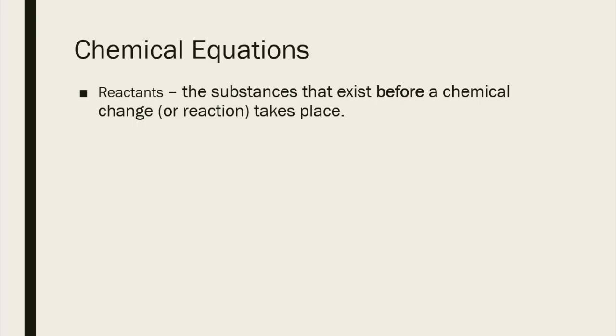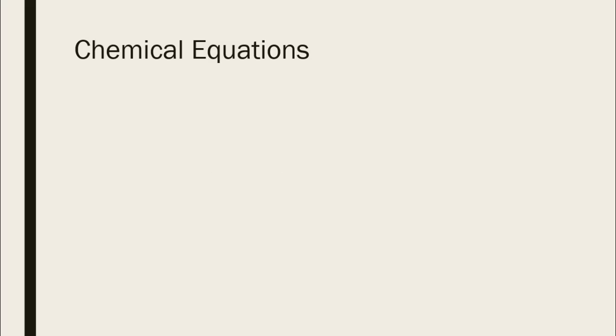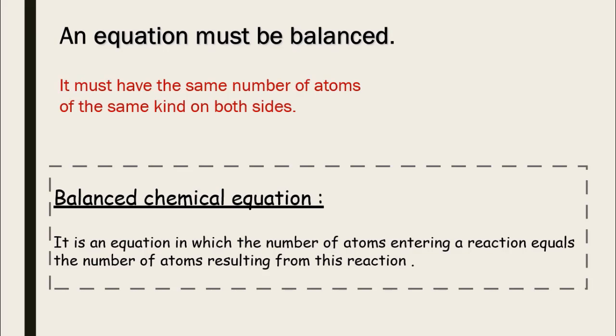In chemical equations, we have reactants. And what are the reactants? They are the substances that exist before a chemical change or reaction takes place. What are the products? The new substances that are formed during the chemical changes. And the chemical equation indicates the reactants and the products of the reaction.